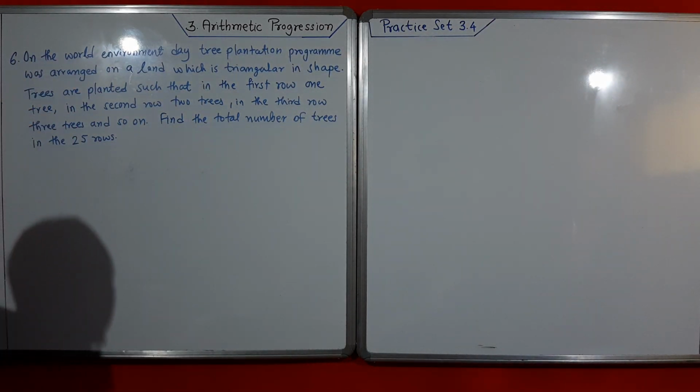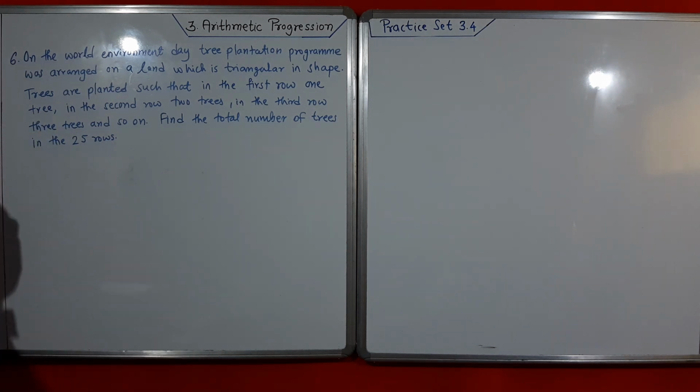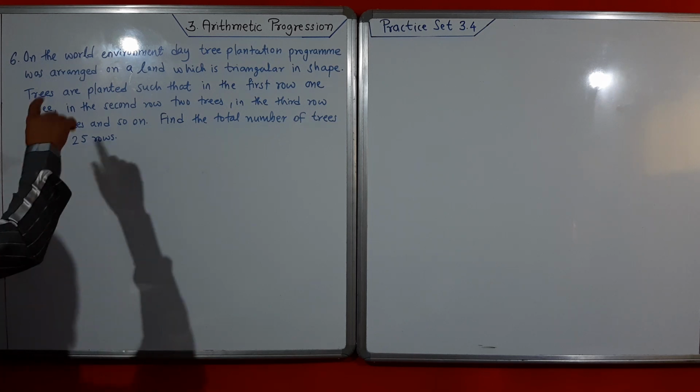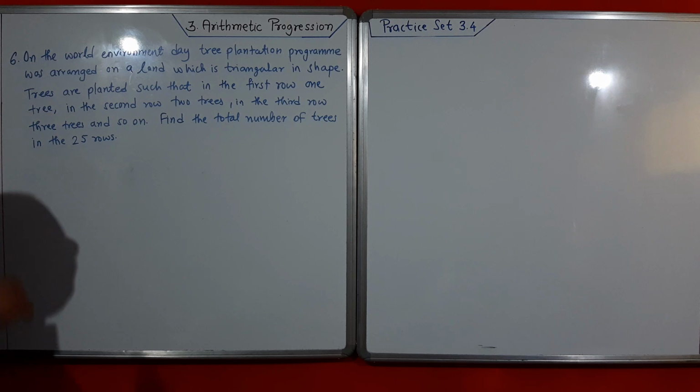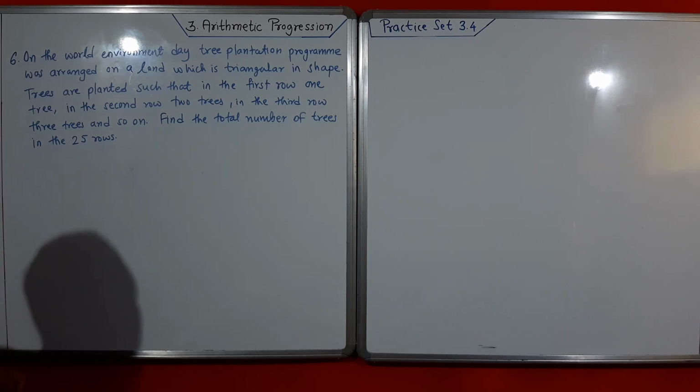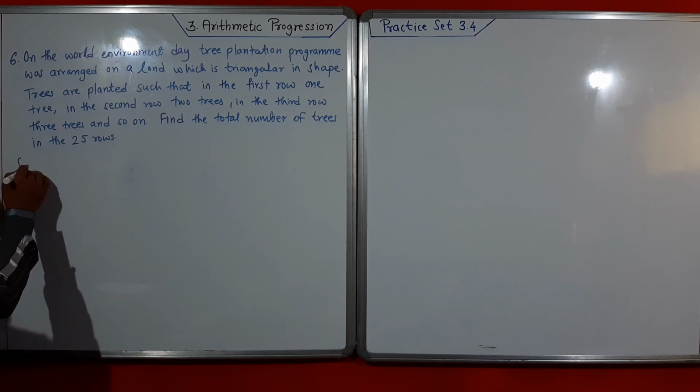On World Environment Day, a tree plantation program was arranged on a land which is triangular in shape. Trees are planted in such a way that the first row has 1 tree, the second row 2, the third 3, and so on. Find the total number of trees in the 25 rows. So we'll solve this.